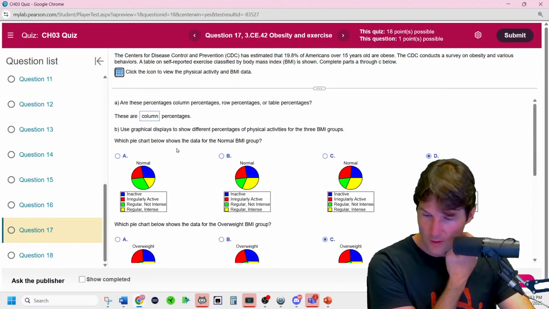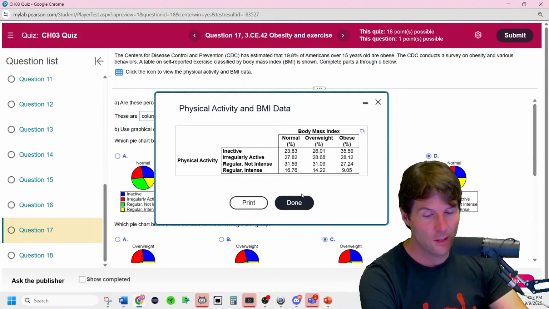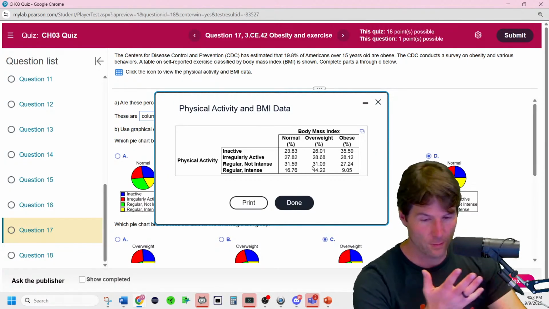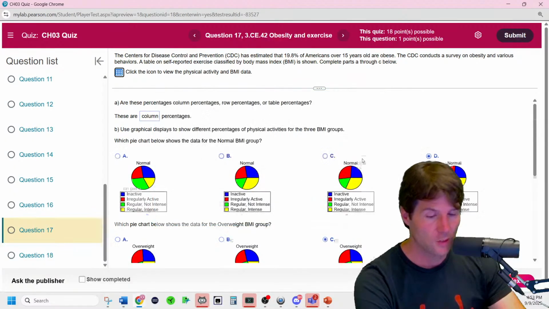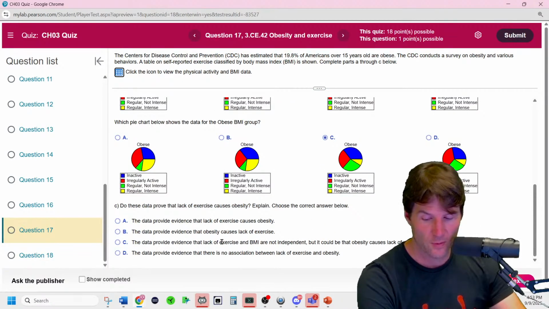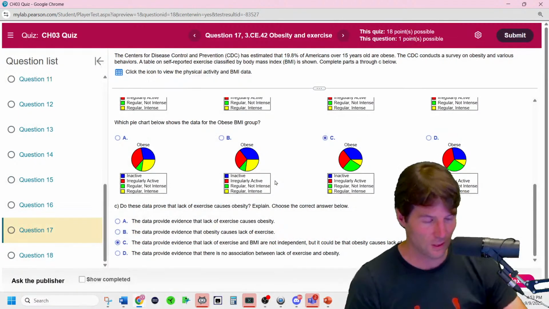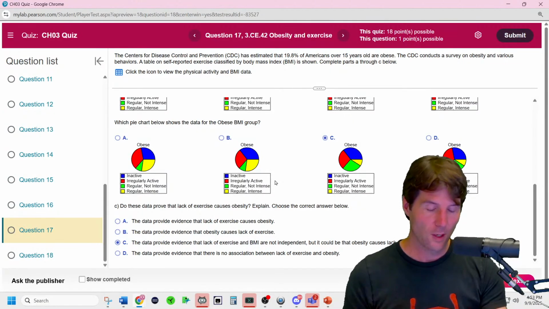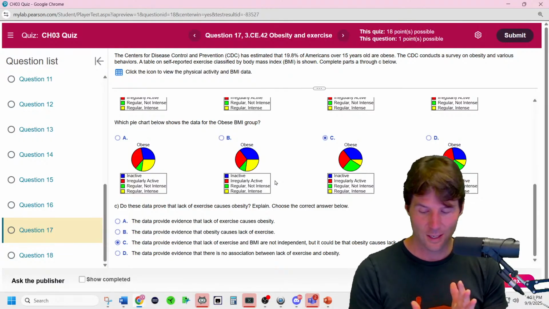Yeah, there is a relationship here. Let's look at the table again. Generally, you see that the normal people, normal BMI, normal body mass index, have more people doing the regular intense exercise versus the obese have more inactive people. So there is an association. The data provide evidence that they are not independent, evidence of an association, but we can't say prove. You can't say we've proven that they're related. We just have evidence of an association. Does that make sense?